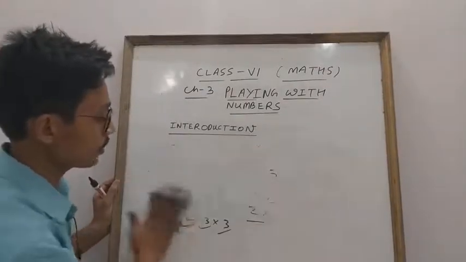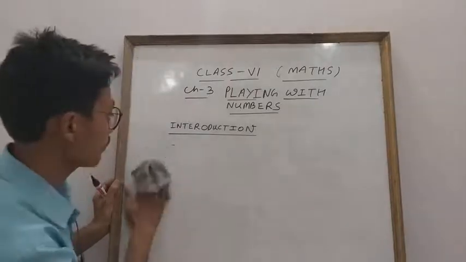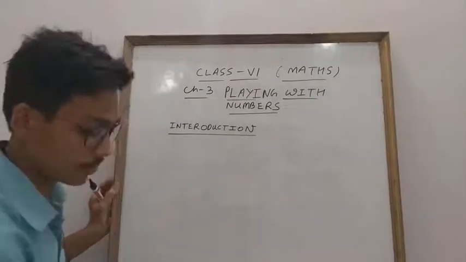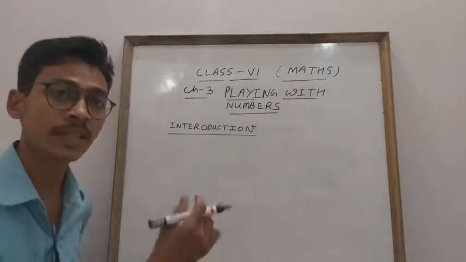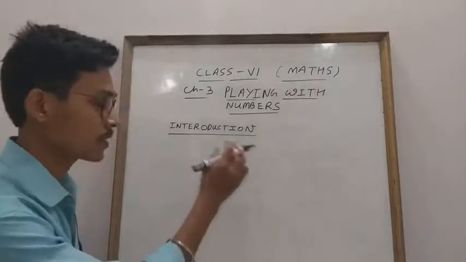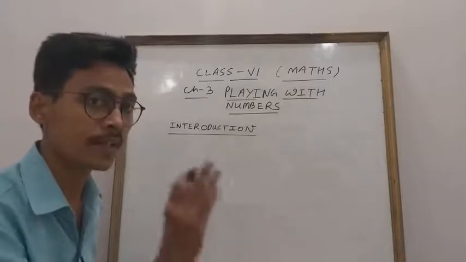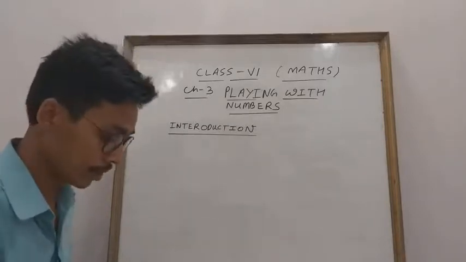Factor means the number which divides the number perfectly, and multiple means which comes in the table. In the book lots of definitions are given, but this is the easiest way to understand the difference between factors and multiples. I think you are able to understand.